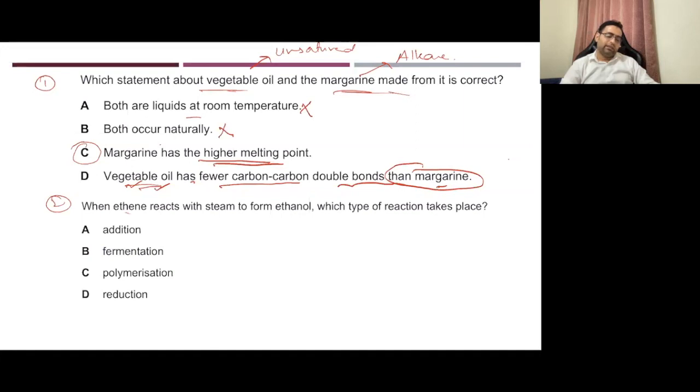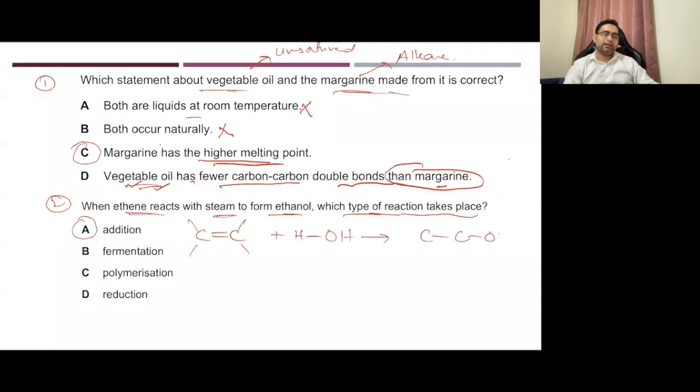And when ethene reacts with steam to form ethanol, which type of reaction takes place? That is an addition reaction. Ethene, C double bond C, when you add water into it, H and OH, with one carbon hydrogen is attached, and on the other carbon OH is attached. So this is an addition reaction.